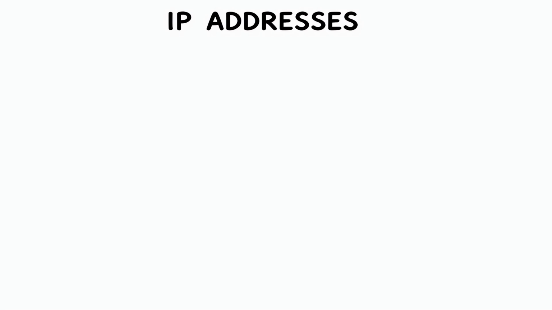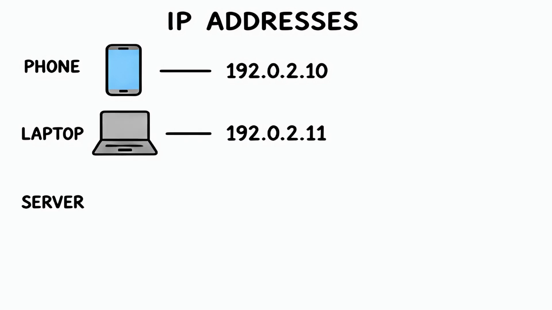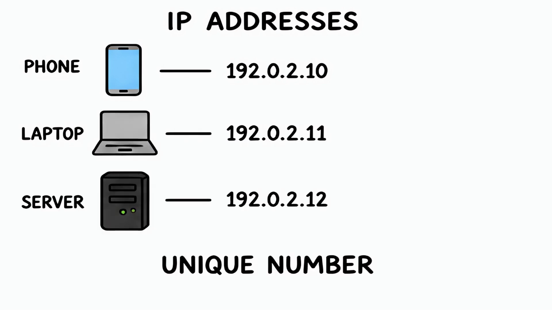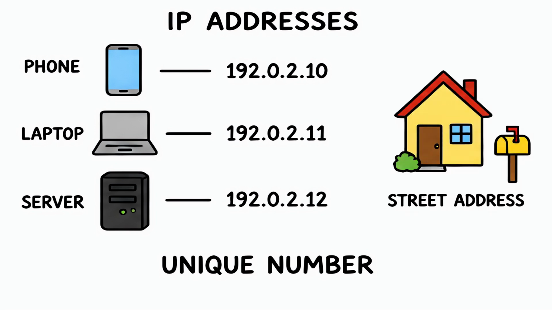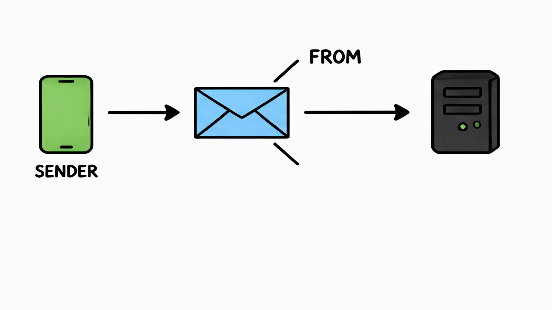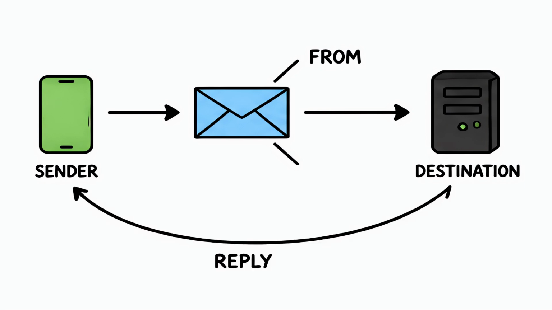For this to work, every packet needs an address. So every device on the internet, your phone, your laptop, every server, gets a unique number called an IP address. Think of it like the street address of your device. Every packet carries two addresses, the address it came from and the address it is going to. That way, routers always know where to send it, and the destination always knows where to send a reply.